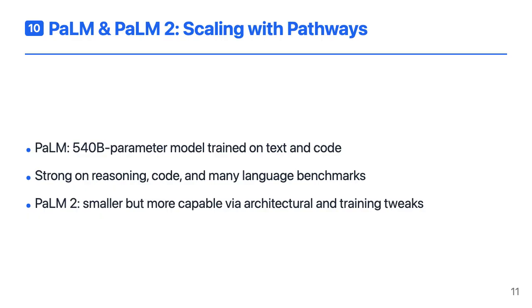The original PaLM, with 540 billion parameters, was trained on a massive mix of text and code and achieved state-of-the-art results on benchmarks like GLUE and SuperGLUE, as well as challenging reasoning and coding tasks. PaLM 2 refined the architecture and training recipe, delivering better performance with fewer parameters. This showed that smarter design can sometimes beat raw size.